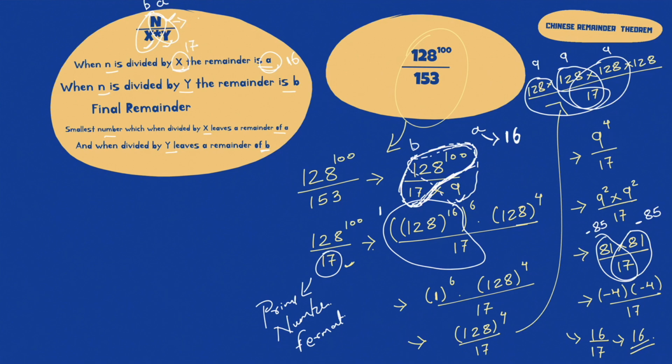My x is 17 and I know my n is nothing but 128 raised to 100. This is for better understanding of what the theorem states. Now I'll go ahead and find b. So for that I'll take n, which is 128 raised to 100, divided by y, which is nothing but 9.